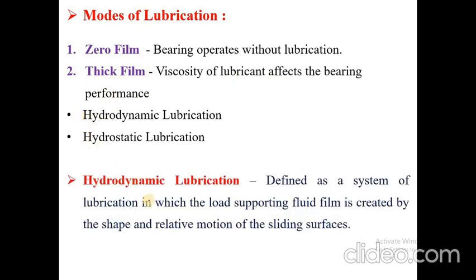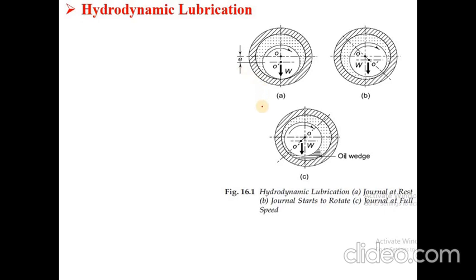Now first we'll talk about hydrodynamic lubrication. It is defined as a system of lubrication in which the load supporting the fluid film is created by the shape and the relative motion of the sliding surface. So what is this definition? We will understand it by discussing hydrodynamic lubrication with the help of diagrams. Here you can see three diagrams A, B and C which show hydrodynamic lubrication: first, journal at rest; then, journal starts to rotate; and the last one, journal at full speed.